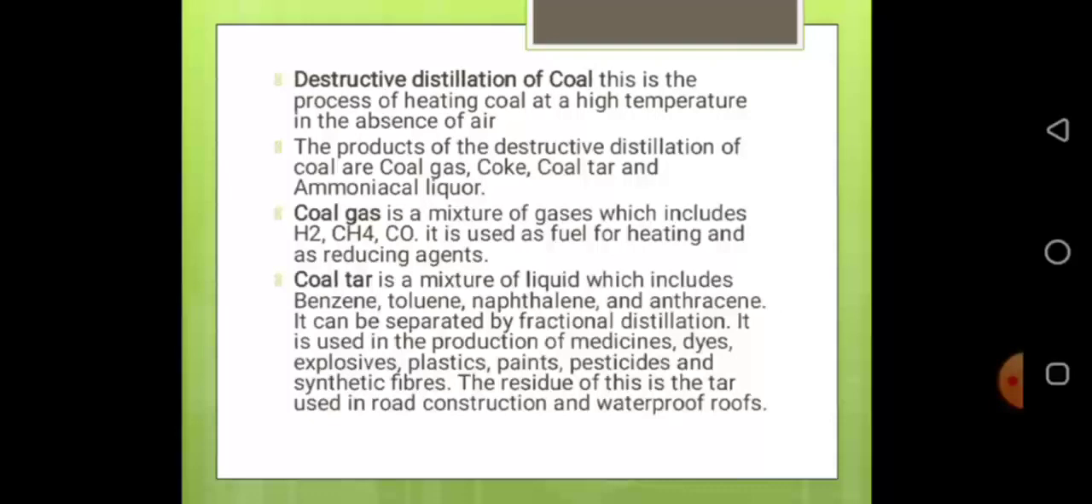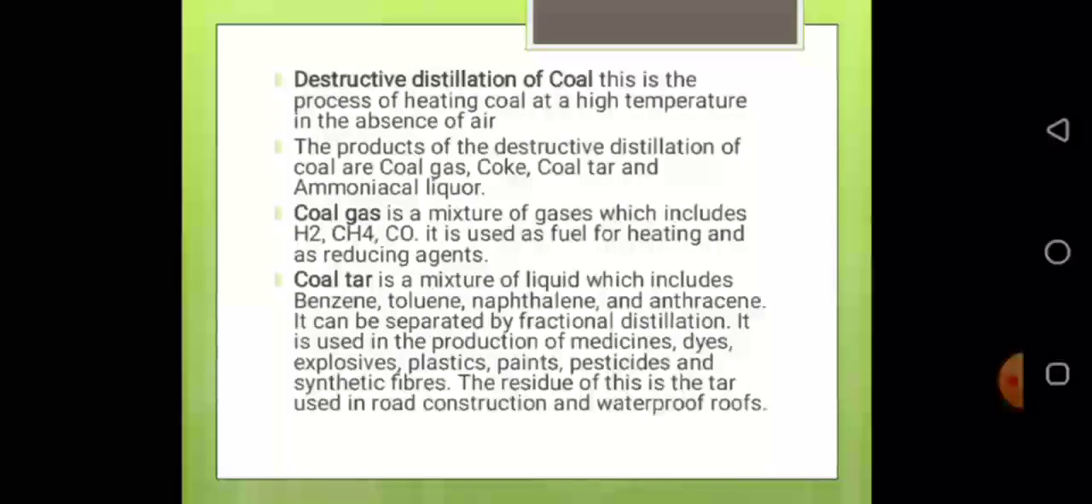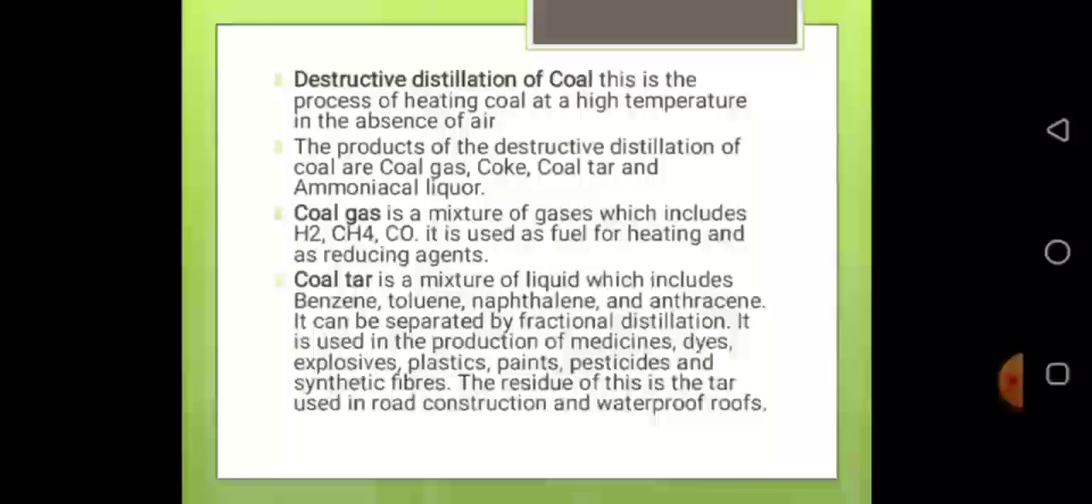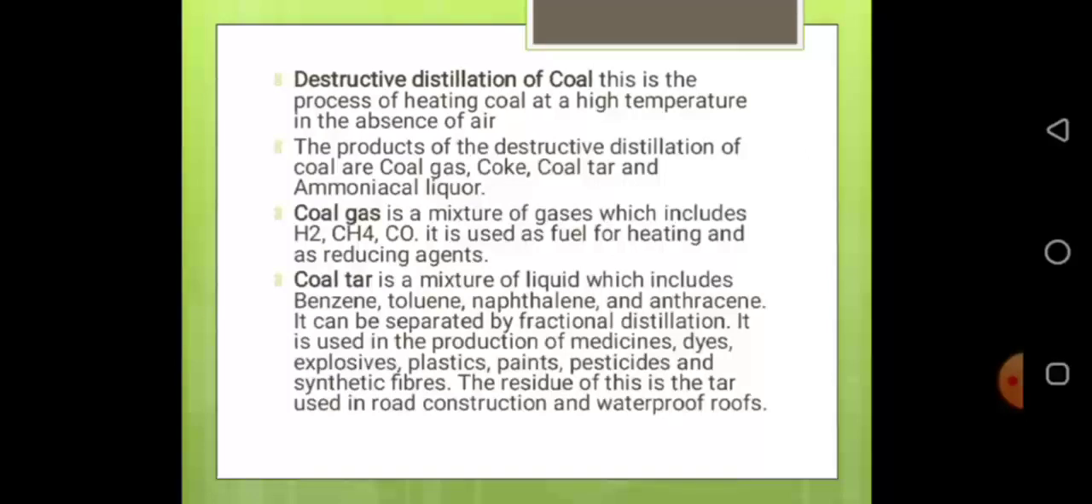So what are these products? Let's see, coal gas. Coal gas is a mixture of gases which include hydrogen, methane, and carbon monoxide. It is used as fuel for heating and as a reducing agent. Since these are gases, they can be used in heating or as a fuel. It also acts as a reducing agent.